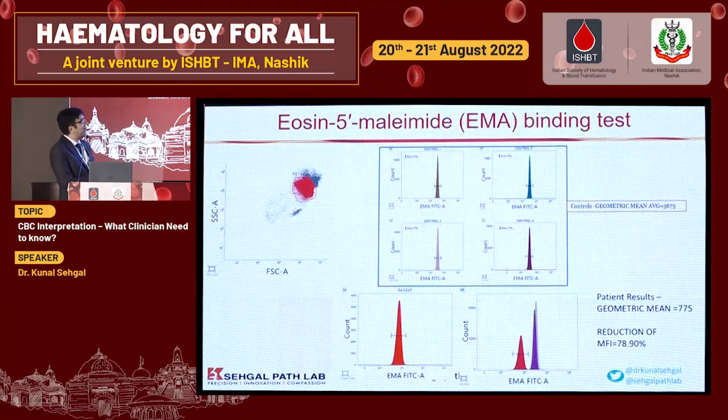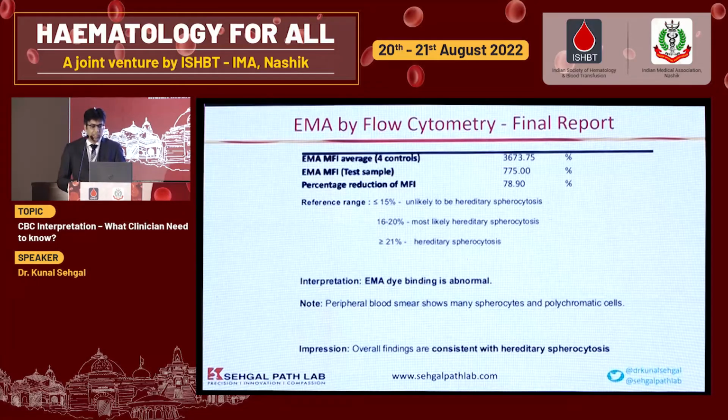We use this eosin-5-maleimide dye, and these are the RBCs which are gated. In each patient sample, we measure the MFI, the median fluorescence intensity of that dye binding. This is the patient sample, and this plot is an overlay of the 4 controls and the patient. If you see, the patient peak is to the left of the control peaks, which means the amount of EMA dye binding to it is much less. This is because of the typical band 3 protein deficiency seen in these patients.